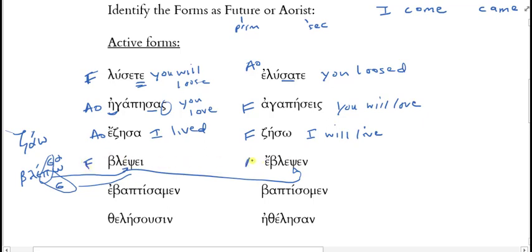Eblipsen is aorist. See the augment of the aorist? Both of them are going to get the psi. All right. Which person and number is blepse? Third singular. Good. So translate this. He, she, or it will see. Good. And eblipsen? He, she, or it saw. That's right.